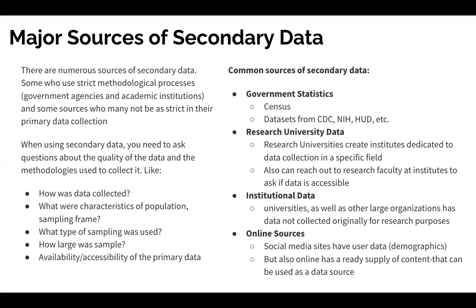Then there's institutional/organizational data. Universities, as well as other large organizations, have data that they collect that's not for research purposes. It might just be demographic information related to their students or their employees. It might have to do with, if it's an organization, their customers' buying habits. And so once again, with that organizational, institutional data, often not publicly available, could potentially be a secondary data source. You have to determine what types of rules they have around allowing people access.